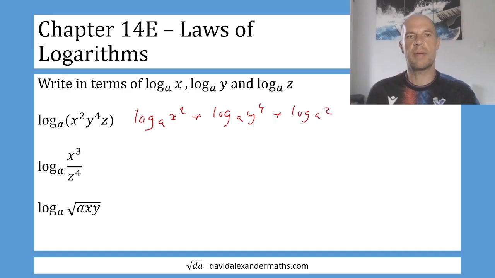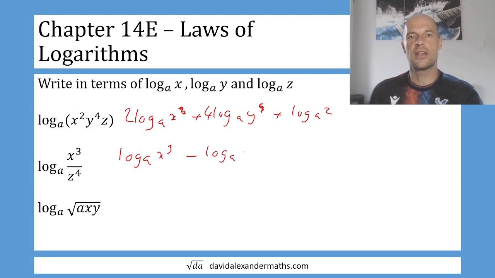And remember that these powers can come down to the front. So it's 2 log a x plus 4 log a y plus log a z. Here we've got a division, so that means we can subtract one log from another. So that's going to be log a x cubed minus log a z to the 4. And again, the powers can come down to the front, so it's 3 log a x minus 4 log a z.